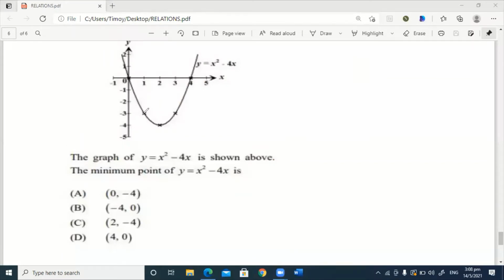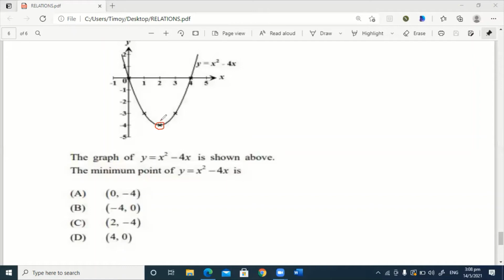For this question, we have a function, right? And it says the graph of y equals x squared minus 4x is shown above. The minimum point of y equals x squared minus 4x, the minimum point is the lowest point on the graph. So as you can see here, where this point is, it's going to be the minimum point of this graph. So what they are asking you for is the x component of this point and the y component.